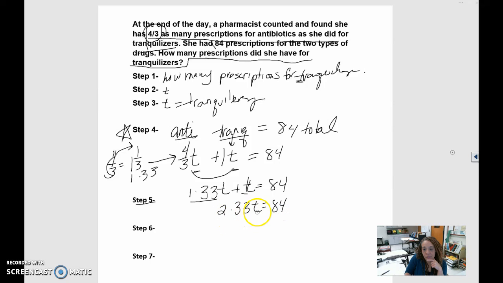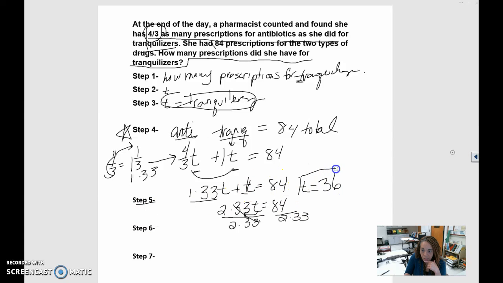Well, look, the coefficient on this variable t is the entire 2.33. They're stuck together, divide it out. That's the inverse operation. So since they're being multiplied, you're going to do the opposite and divide by that coefficient, 2.33, on both sides. Those cancel out and I get t, otherwise known as tranquilizers, equals 84 divided by 2.33, and we're going to kind of estimate there. Use your calculator, and your answer should come out to be 36. So t equals 36. That's step 5, solve the equation.